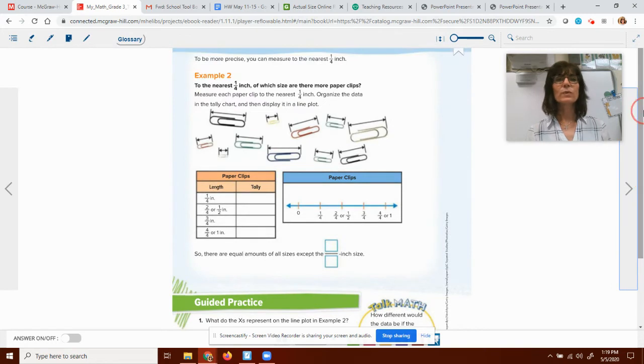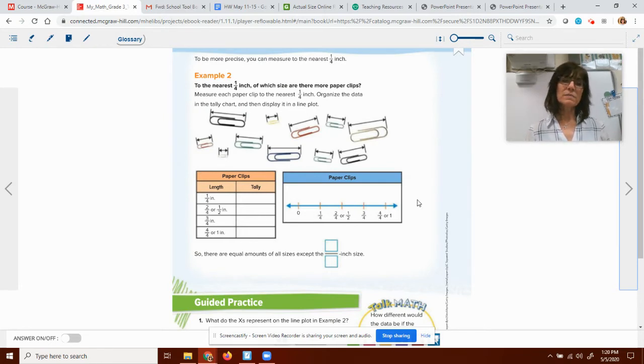On our next page, we have this. Example 2. We talked about being more precise yesterday with the 1/4 of an inch. And we know that we can also do that in this manner with the paper clips. They want us to measure each paper clip to the nearest 1/4 inch, organize the data in the tally chart, and then display it in a line plot. So as you measure each one of these paper clips to 1/4 of an inch, the results we'll put right here, and then the line plot.